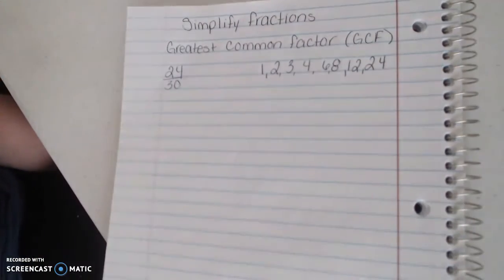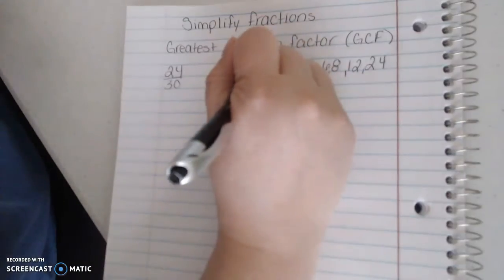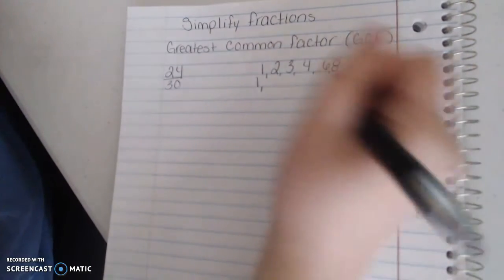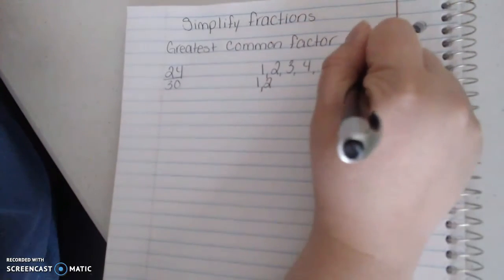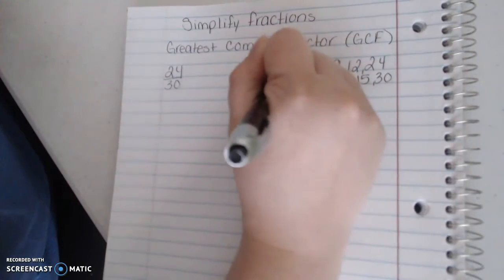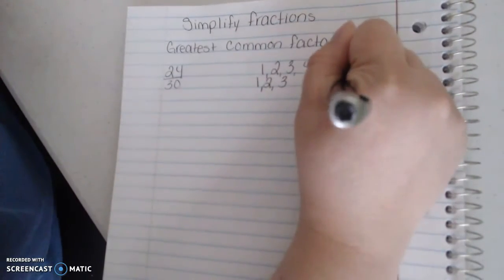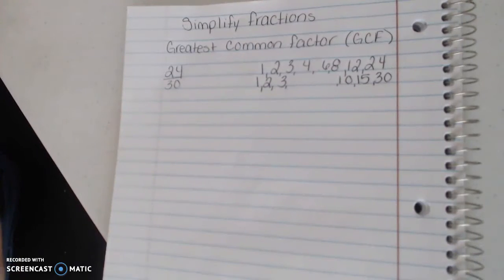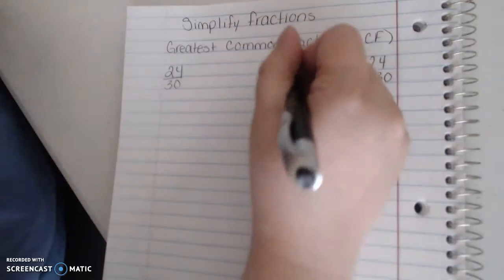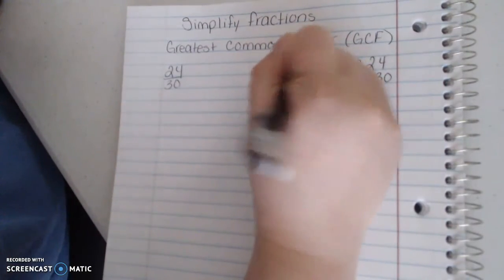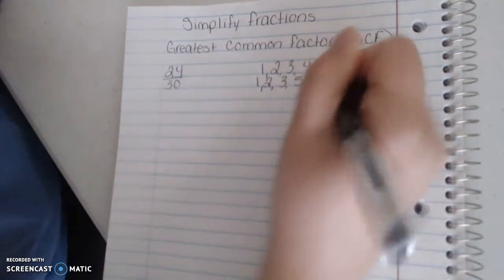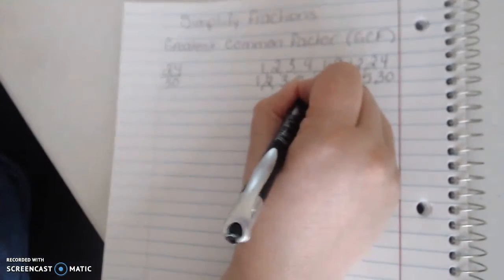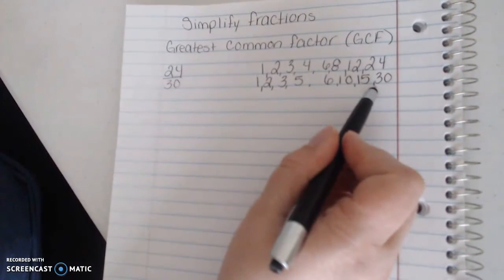So I want to do the same thing with my 30. So I want to say 1 times 30. And then ask yourself, is there anything by 2? So we'll have 2 times 15. Anything by 3? Yep, 3 and 10. Okay. Is there anything by 4? Nope. 5? Yes. 5 and 6. And I know I have some space here, but you know there's not a number that comes between 5 and 6. So this will be all your factors of 30.